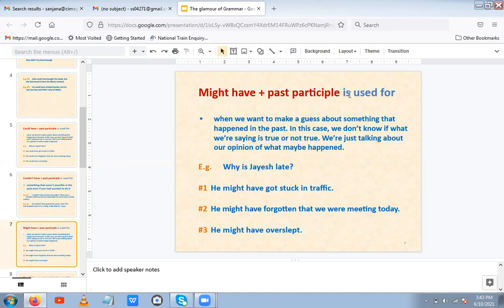May have, might have. Might have plus past participle is used when we want to make a guess at something. You might have seen me at the party. तुम मुझे देखे होगे.